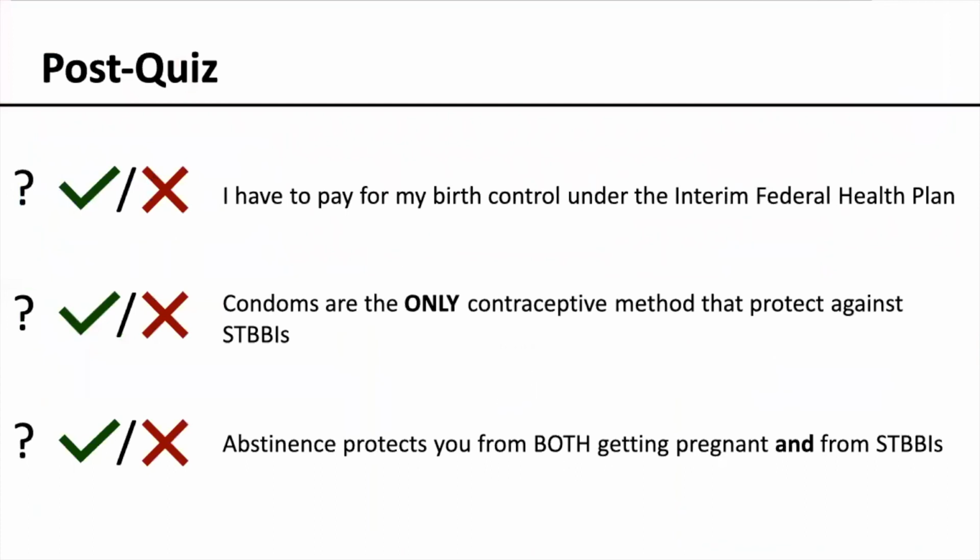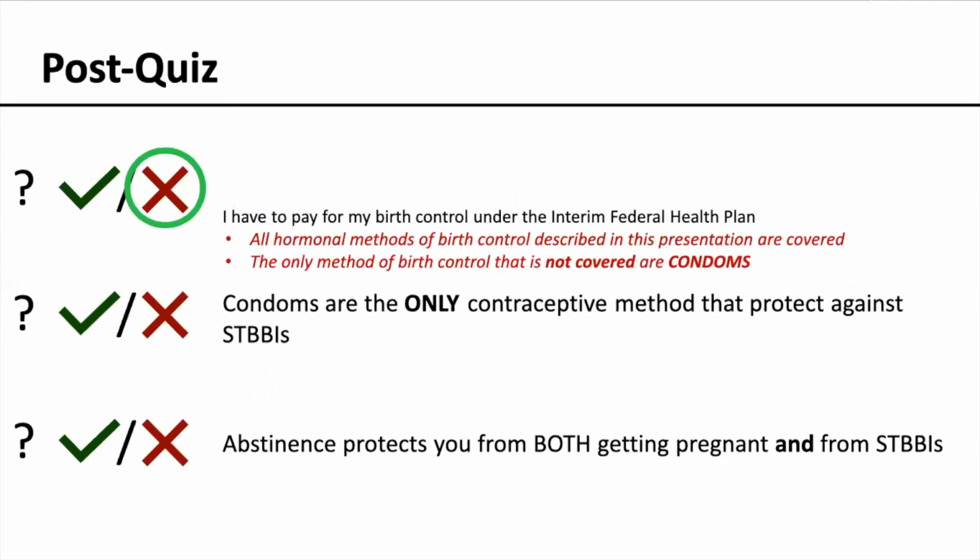So now we are going to review the answers of the pre-quiz that was presented to you at the beginning of the workshop. So the first statement was, I have to pay for my birth control under the interim federal health plan. And the answer is, all hormonal methods of birth control described in this presentation are actually covered and you do not need to pay for them. The only one that is not covered are condoms.